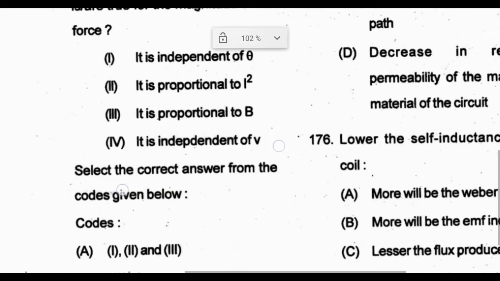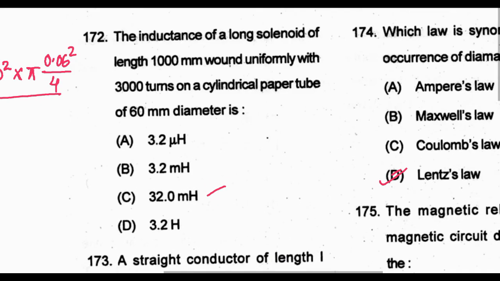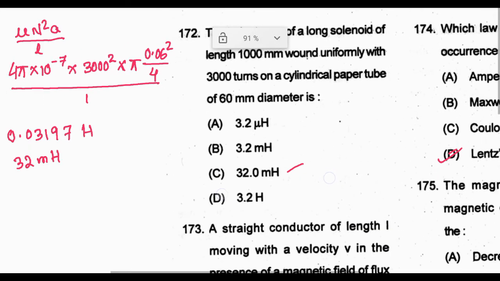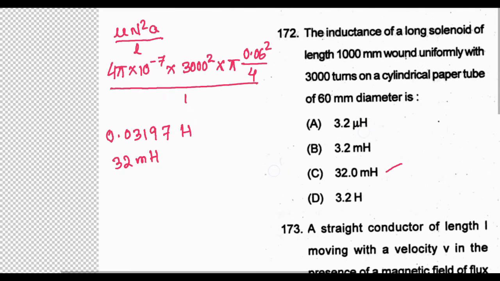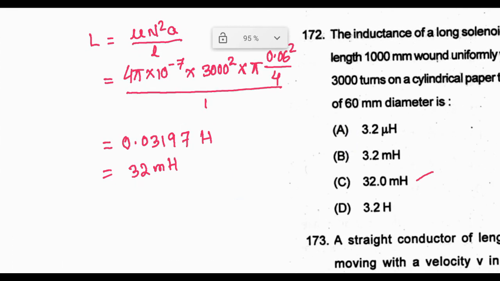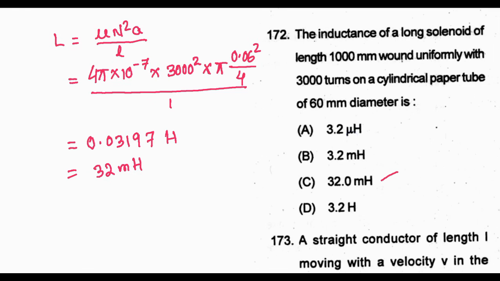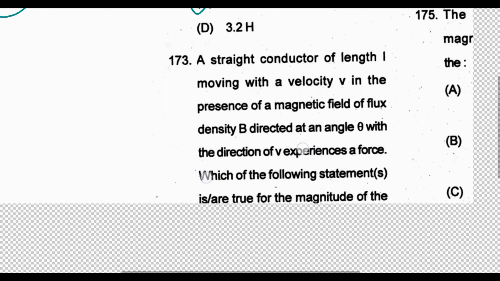Next question is question number 172. The inductance of a long solenoid of length 1000 mm wound uniformly with 3000 turns on a cylindrical paper tube of 60 mm diameter. So here L is equal to mu n square A by l, the previous formula, and if we put the values and convert those mm to meter, we get 32 millihenry directly. Next question, question number 173.